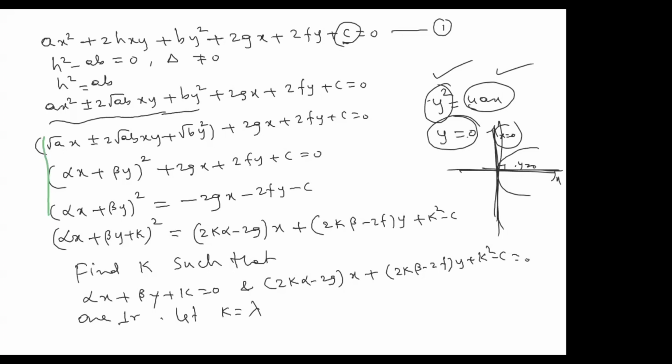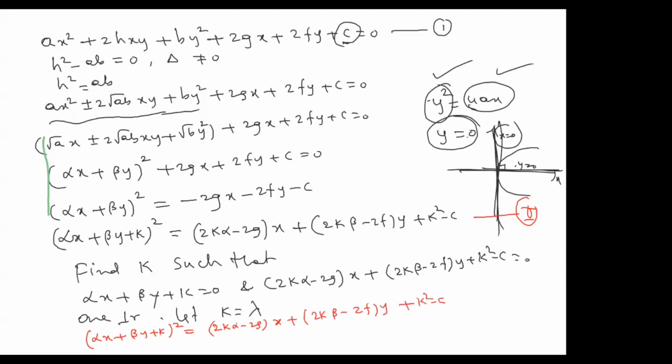So now you can express what distance form of the parabola. What is that? This equation, if you take it, you had to express in the distance form, because you know k value, then we can find the distance form, then you can write all the properties that you know. Y square equal 4x properties, you know, right? So therefore, what we can write is here (alpha x plus beta y plus k) whole square equal to (2k alpha minus 2g) into x plus (2k beta minus 2f) into y plus k square minus c.